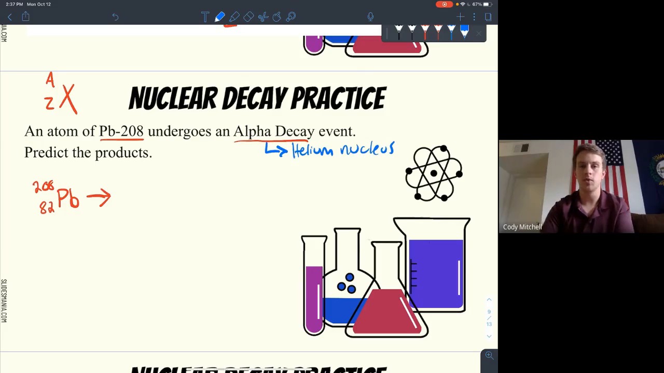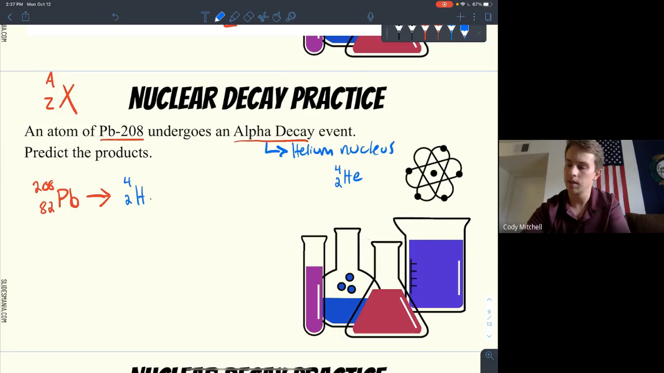Well, what does a helium nucleus look like? Well, it's got the element symbol He. It has an atomic mass of 4, an atomic number of 2. So I know one of my products of this reaction is going to be 4,2 helium. Okay? Let's figure out what my other product is going to be.